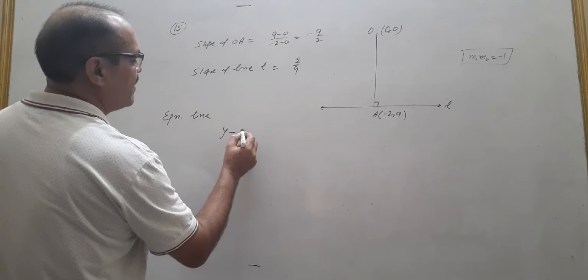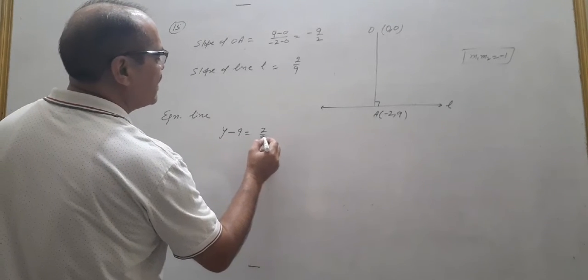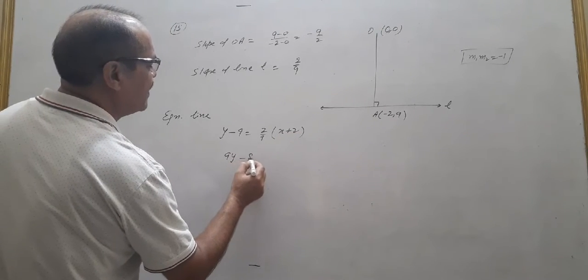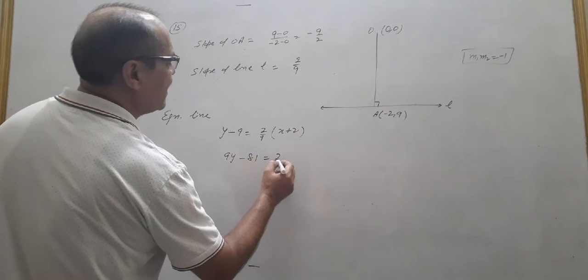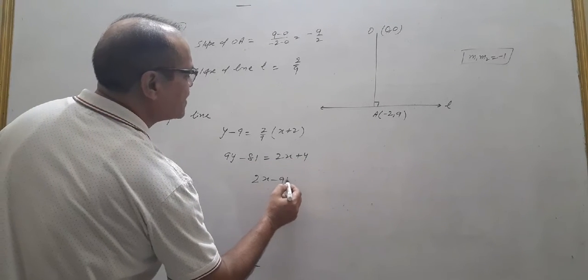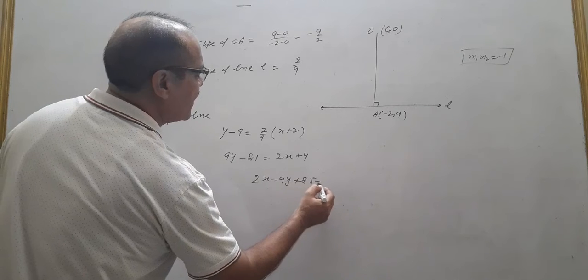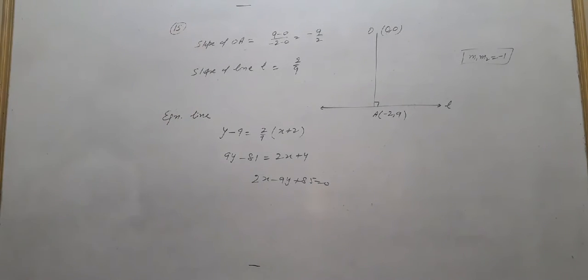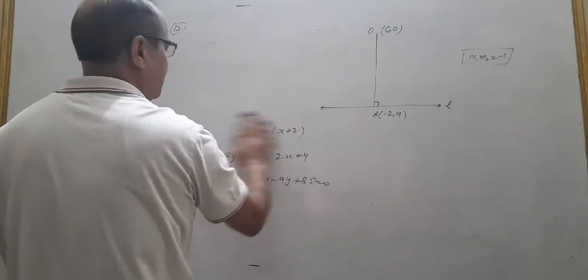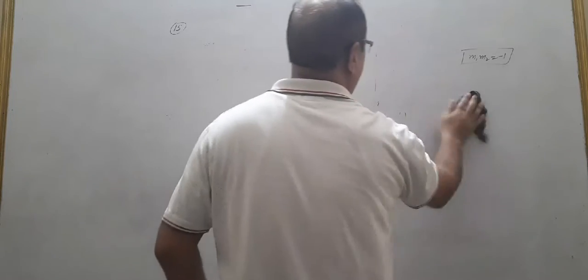in point form, that is y minus y1 is equal to m times x minus x1, or you may rearrange this. The equation of the line will be 2x minus 9y plus 85 is equal to 0. So this is the equation of the line which passes through the point minus 2, 9 and to which the perpendicular from the origin is drawn.